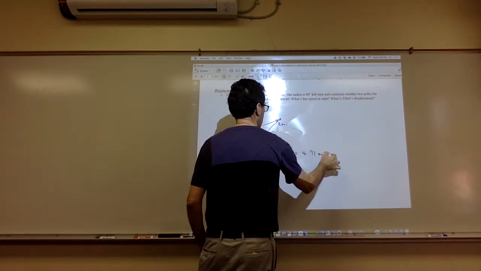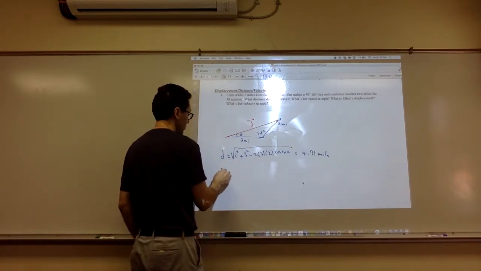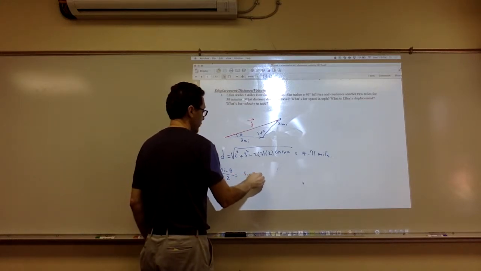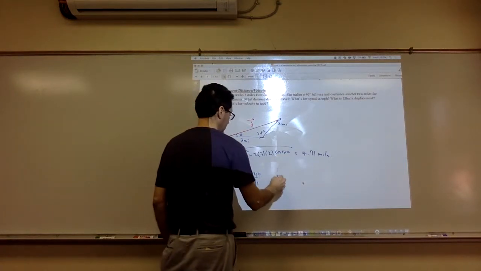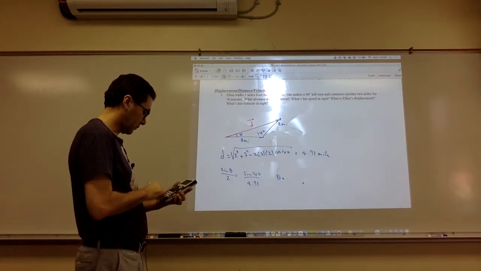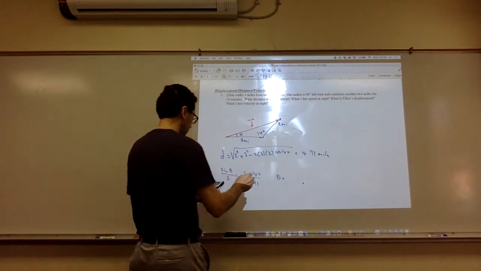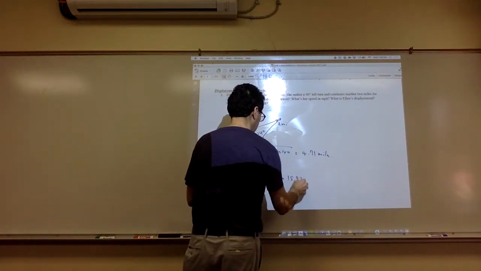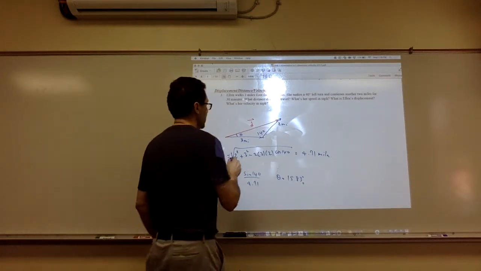Okay? Now, I need to figure out this angle here, so I'll call it theta. So I'm going to do law of sines. Sine of theta over 2 equals sine of 140 over this distance here, which is 4.71. So with the math here, we should get 2 sine of 140 divided by 4.71, and we take the inverse sine of that, and the angle is 15.83 degrees.